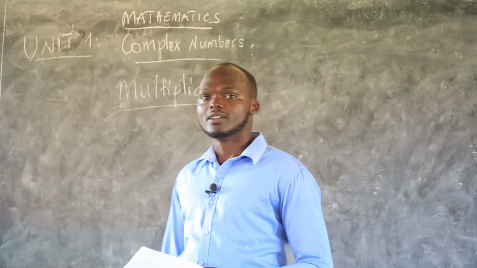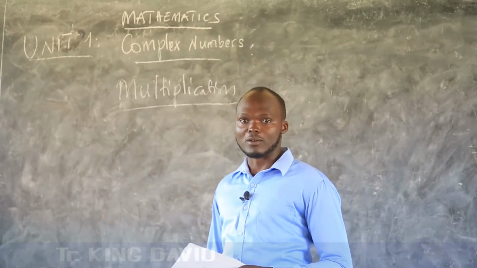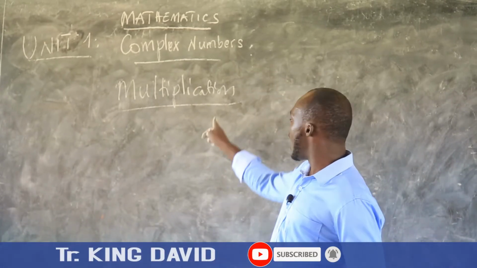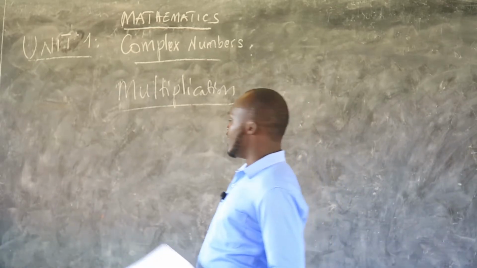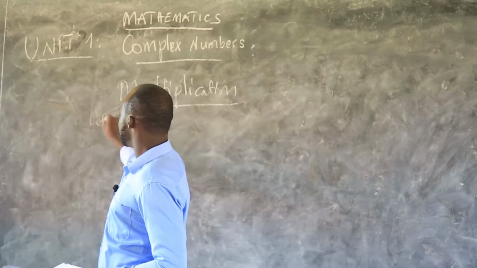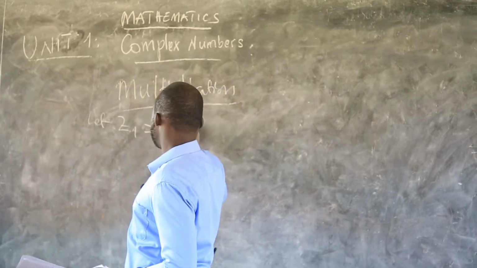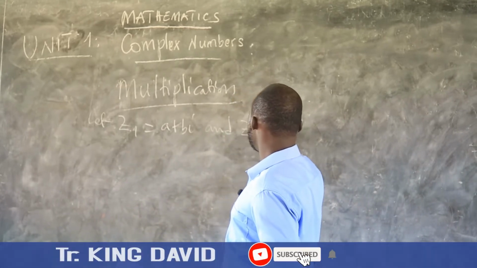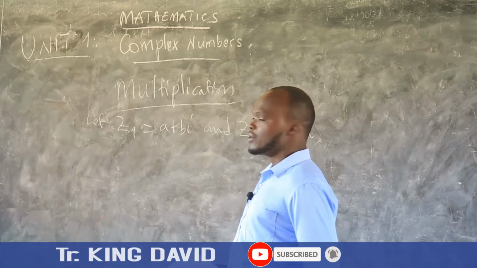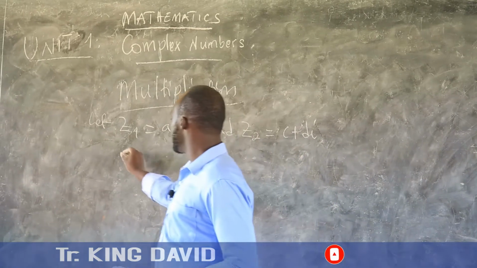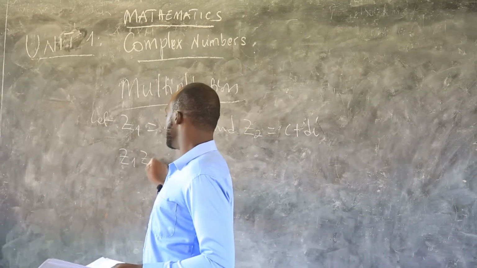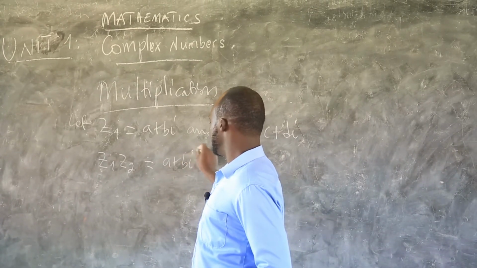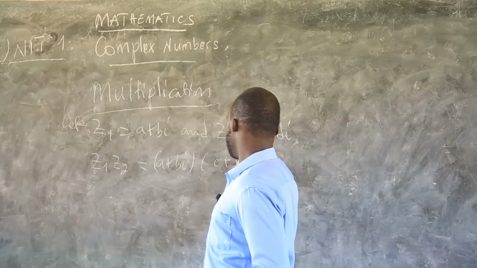Last time, we saw how we can add complex numbers and how we can subtract complex numbers. So now, we're going to see how we can multiply complex numbers. For example, let Z1 be A plus BI, and Z2 be C plus DI. How can we multiply Z1 and Z2? It is just a multiplication, which is A plus BI into bracket C plus DI.